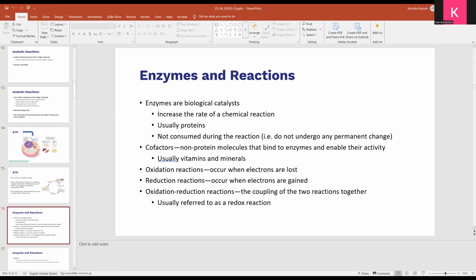Now, when we look at these reactions from a chemistry standpoint, there's a situation where electrons are lost from a molecule, and we call that oxidation in chemistry. When the opposite happens, electrons are gained, we call that a reduction reaction. When we look at these together, we call them redox reactions. And we do that because they actually do tend to occur coupled together. So where you'll have reduction on one side of the chemical equation and oxidation on the other side of the balanced chemical equation.